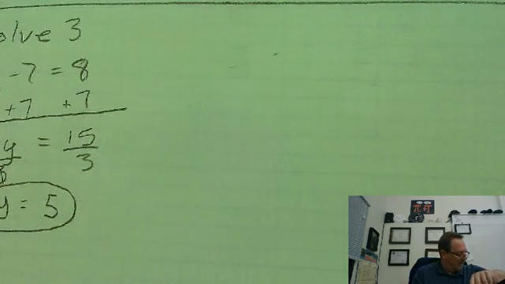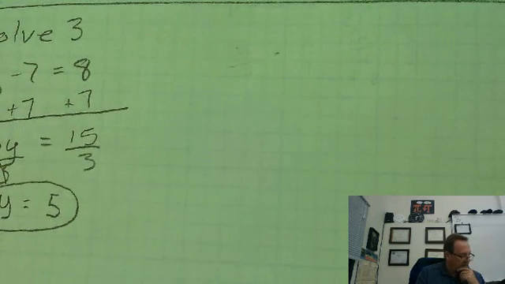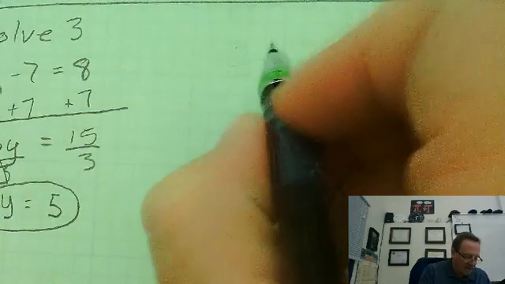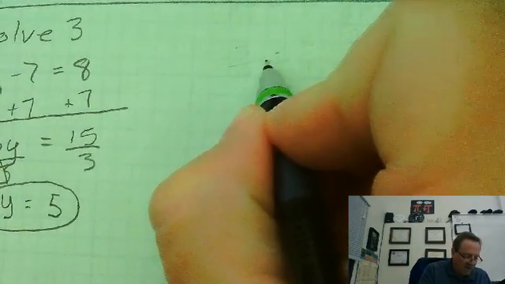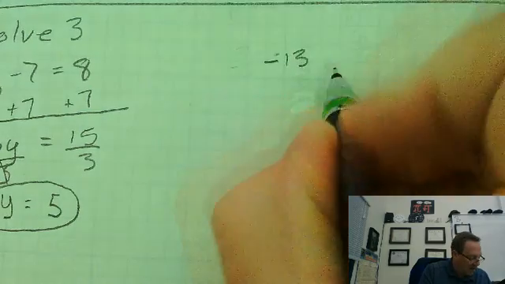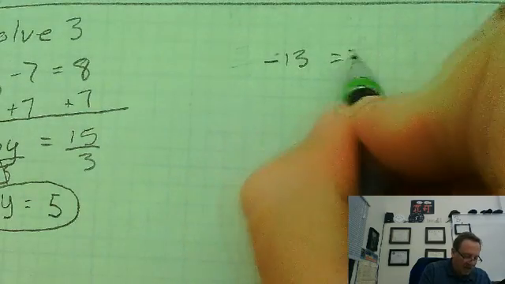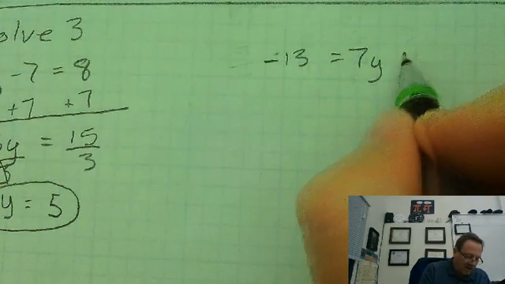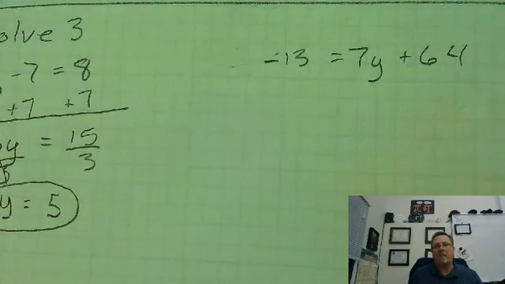I think, so I'm trying to find one that looks like it's tough, difficult, something. Let's look at R. It's the last one on the page. It says negative 13 is equal to 7y plus 64. All right.